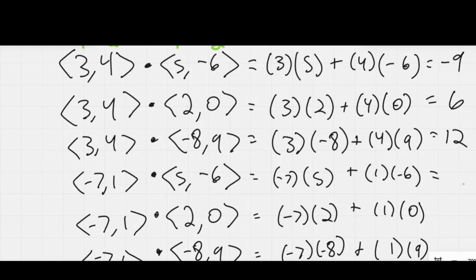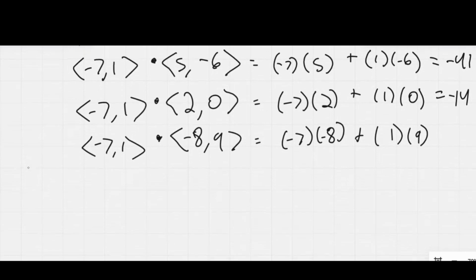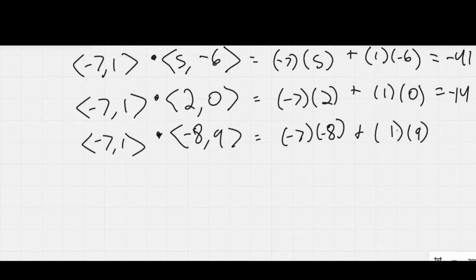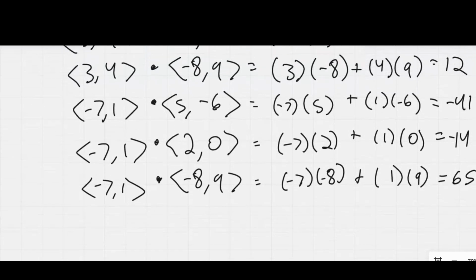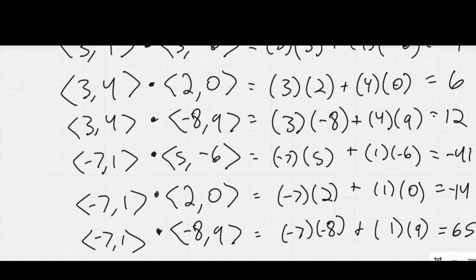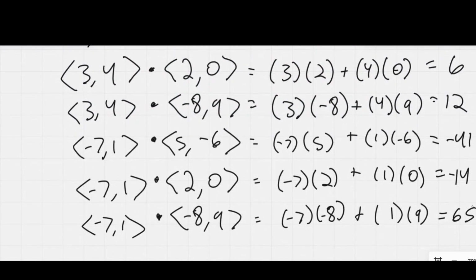Negative 7 times 5 is negative 35, minus 6. That's going to be negative 41, actually. Then we have a 0 over here, so this value is going to be 0. Negative 7 times 2 is negative 14. Once again, our last expression to be evaluated is negative 7 times negative 8, which is 56, plus 9, which is 65. And so what we're left with is negative 9, 6, 12, negative 41, negative 14, 65.